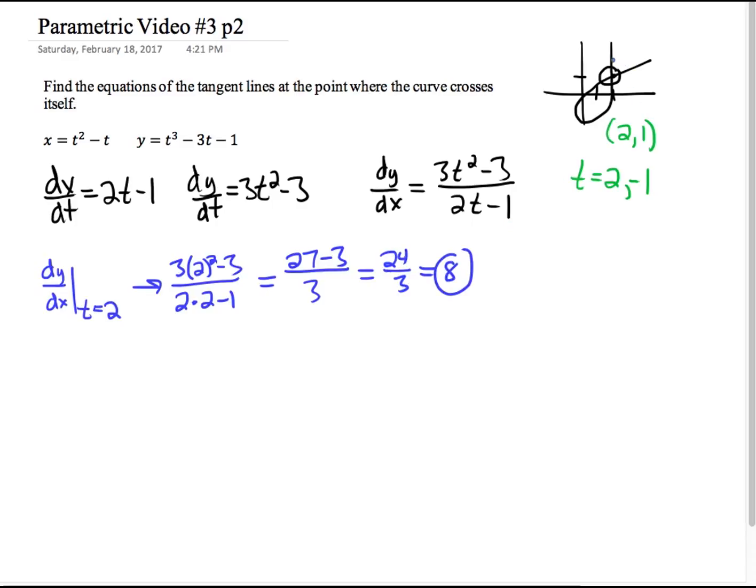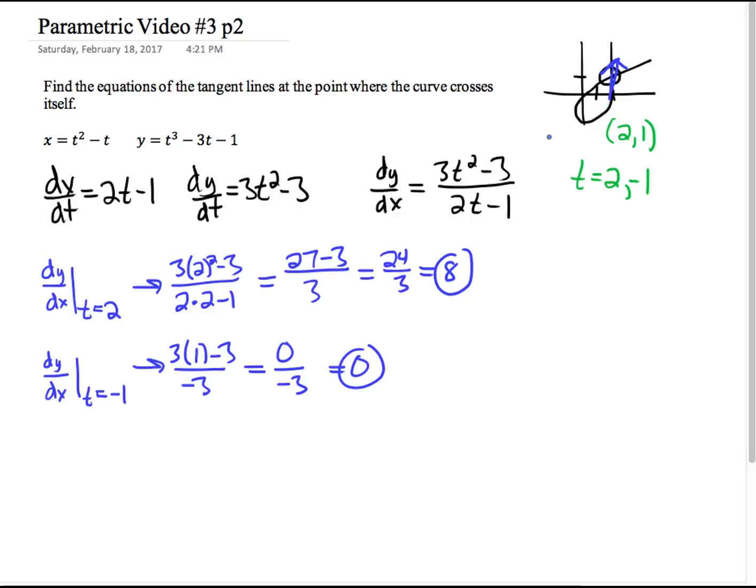I'm guessing that's the slope of this really steep line right here, but I could be wrong. My graph wasn't perfect. We'll check it when we're done. Okay, so I've got that tangent line's slope. So the other one is going to be at negative 1. So that is going to be equal to 3 times negative 1 squared is 3 minus 3, and then we've got negative 1, so it's going to be negative 3 on the bottom. So 3 minus 3 is 0 over negative 3. So it's slope of 0.